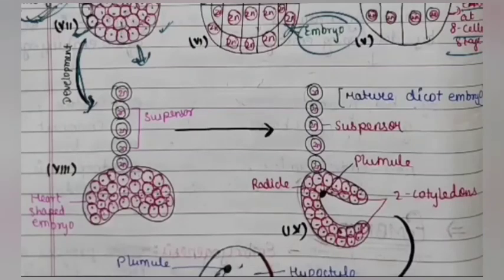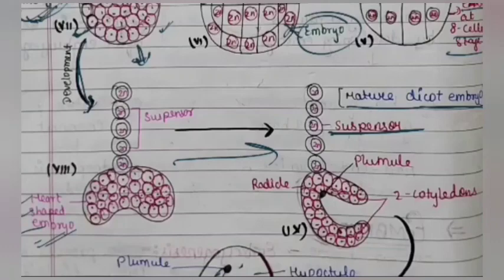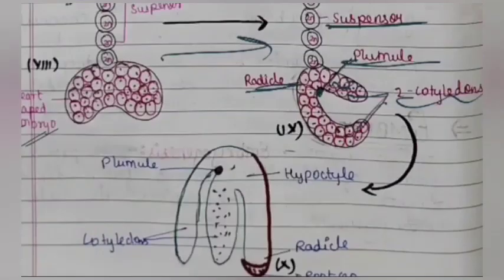Now the development of the globular embryo results in the heart-shaped embryo, which further develops and forms the mature dicot embryo. This is the suspensor cell, this is the plumule, this is the radicle, and these two are cotyledons. Now this is the diagram where we can see the hypocotyl, plumule, cotyledons, radicle, and this is the root cap.